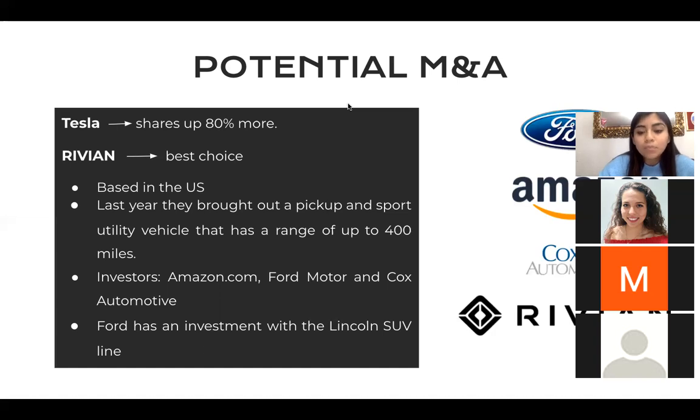However, it's important to mention that Ford has an investment with the Lincoln SUV line that could mean something negative for Tesla, and it could have some issues for that.